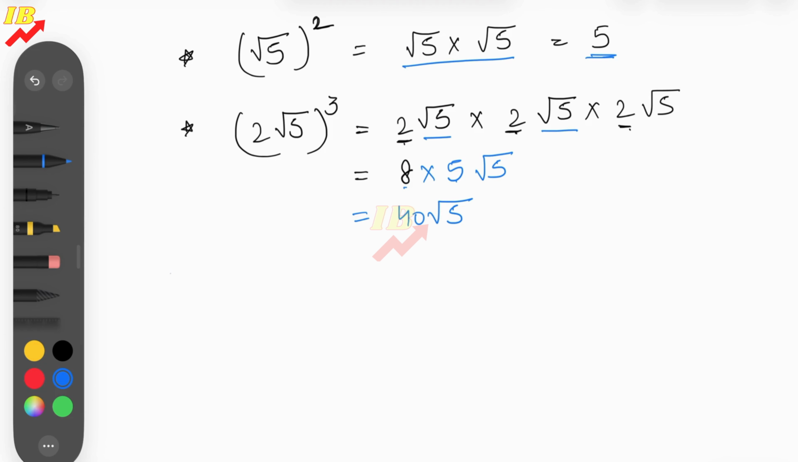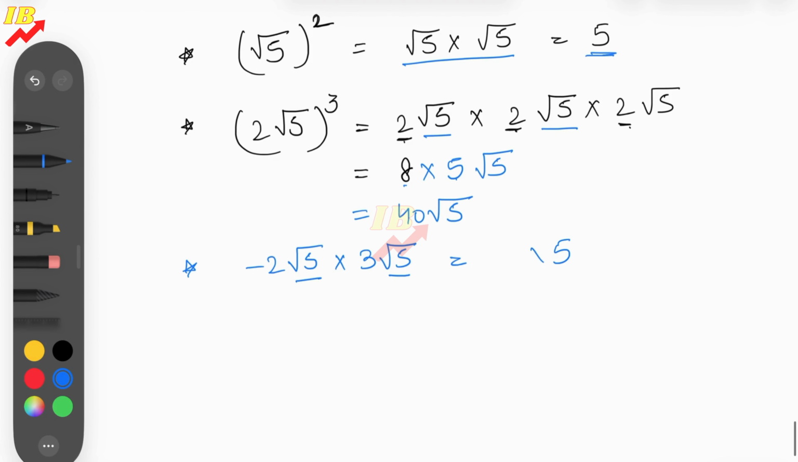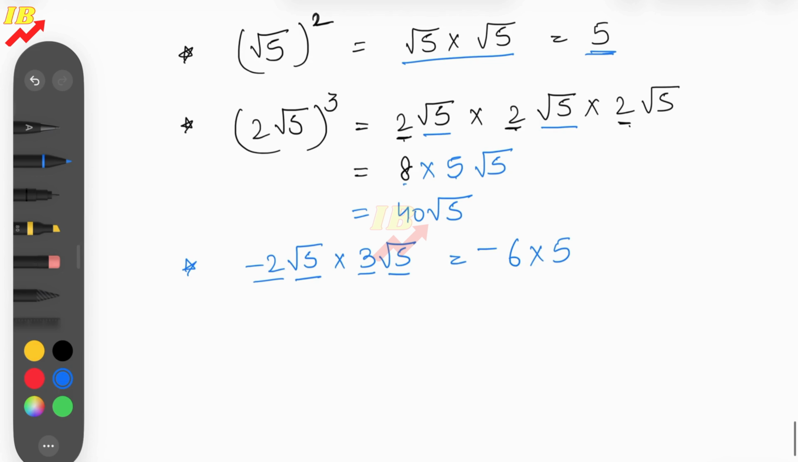Let's take one more example. Maybe it can be written in this format as well: negative 2 root 5 times 3 root 5. So how will we write it? As I said already, you just multiply the whole number with the whole number and the root part with the root part. So I can see that roots are same, right? That will give you a 5. And I can see that negative 2 and 3 are the whole numbers. So negative 2 times 3 will give you a negative 6. Okay? So that means it is a negative 30. I hope this is also clear.